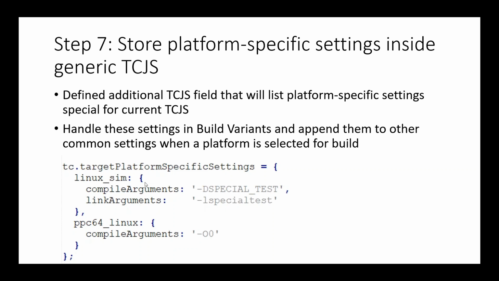And after, so this is just the declaration, and this declaration is handled by a build variant when a concrete platform is selected for build. Then build variant will apply general things, and also will check if your TCJS has some target platform specific settings. Then it will also append them to the general ones.